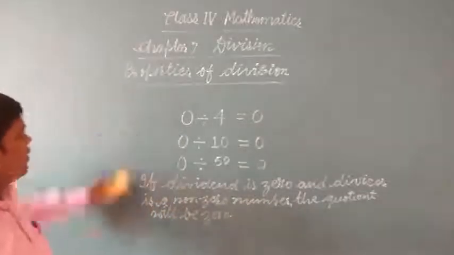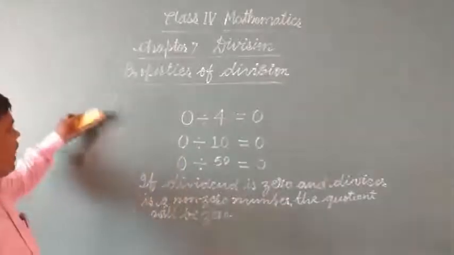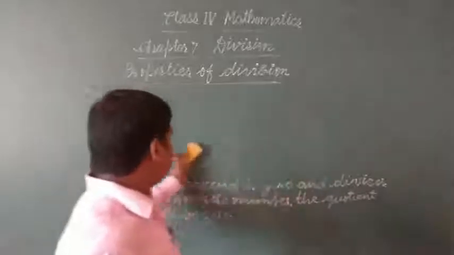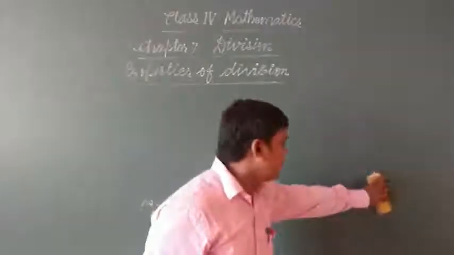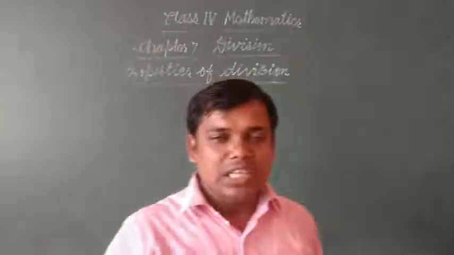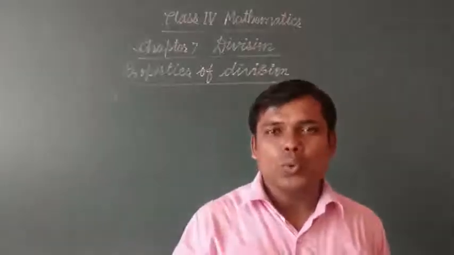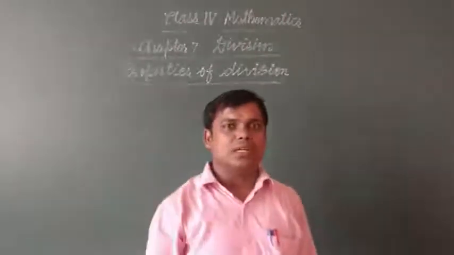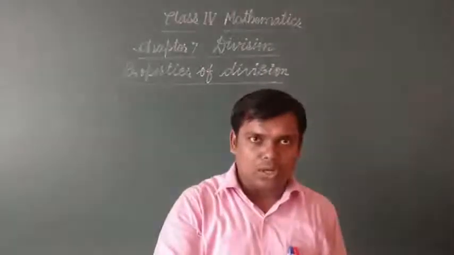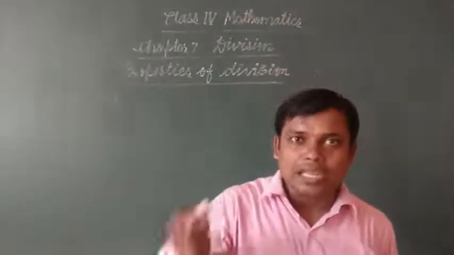Now the next property is, if the dividend is any number and the divisor is 1, then the quotient will be the number itself. Meaning, when we divide any number, except 0 or 0 also, by 1, we get the quotient as the number itself.